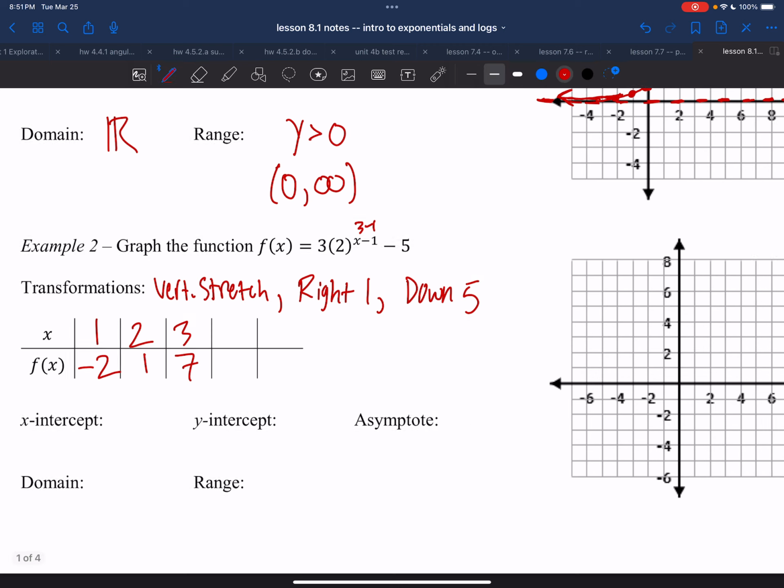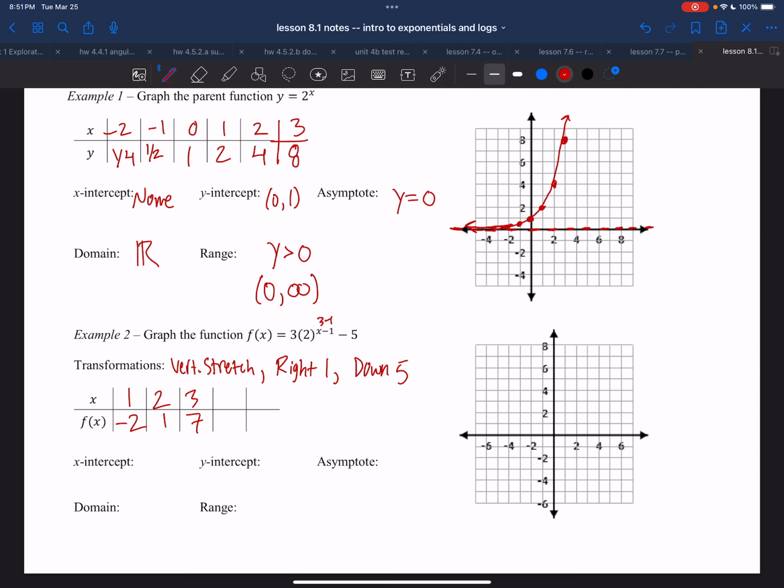And let's plot those points. 1 comma negative 2, 2 comma 1, and 3 comma 7. Beautiful. Fantastic points there. And you can find some more points, right?